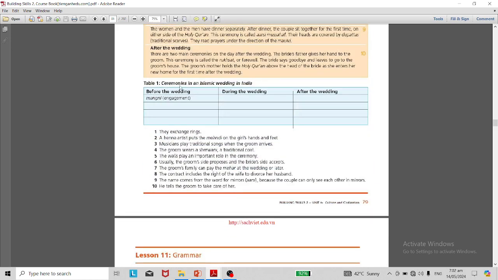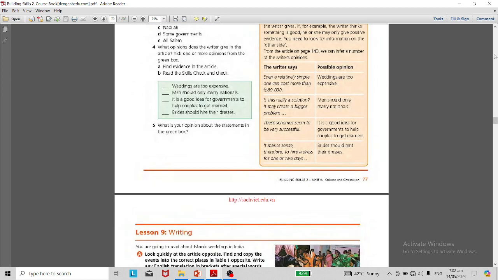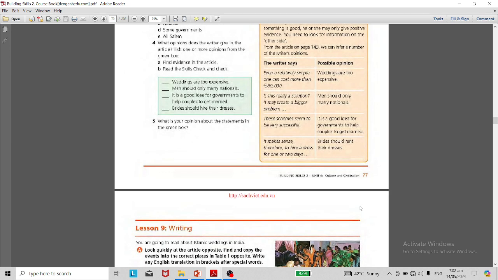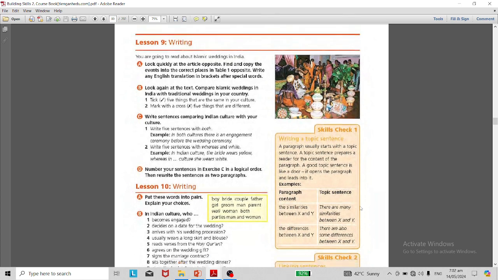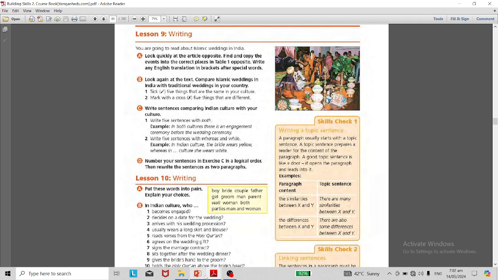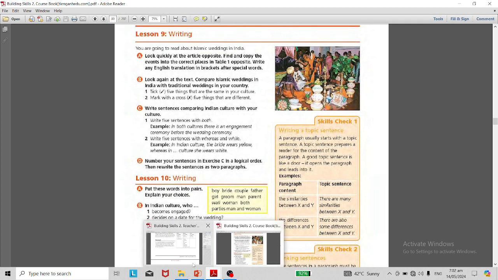Table 1, ceremonies in an Islamic wedding in India. Before the wedding, during the wedding, and after the wedding. Don't forget to write what? As directed here, translation. Translation of any special words in brackets. I can show an example here of translation.